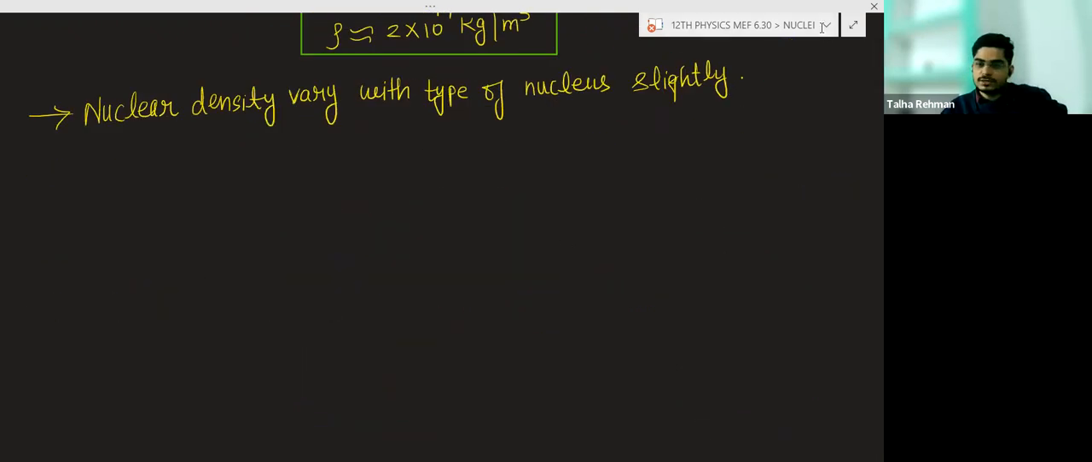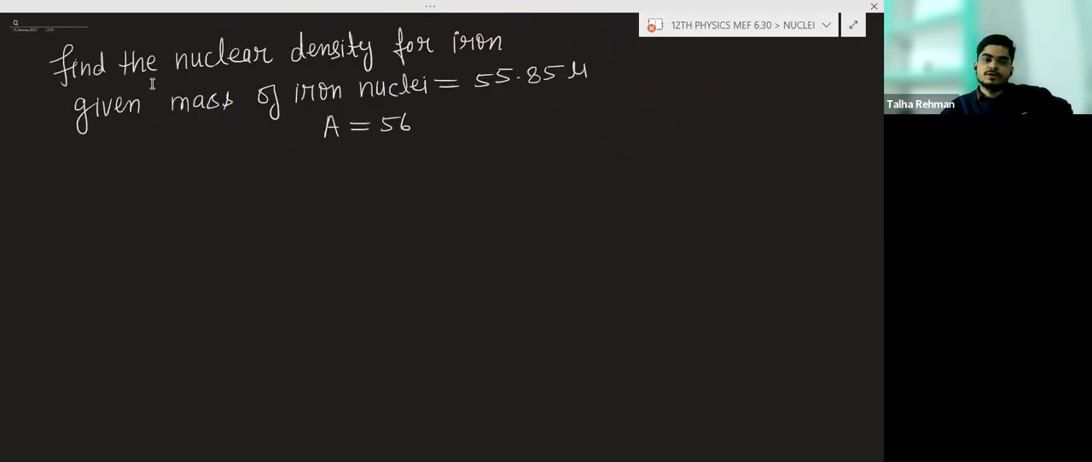After this there is a very easy question. This is a question from NCERT. They are saying: find the nuclear density for iron, given the mass of the iron nucleus is equal to 55.85 u, meaning AMU. And the mass number of iron is 56. So we have to find the density.